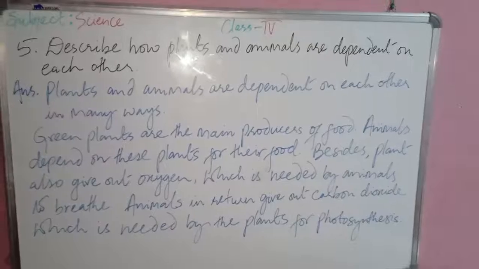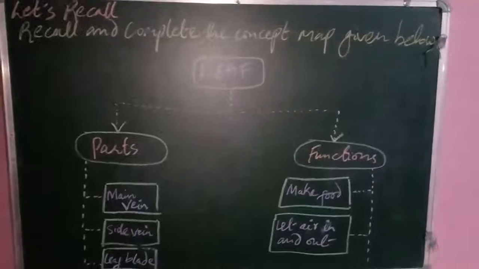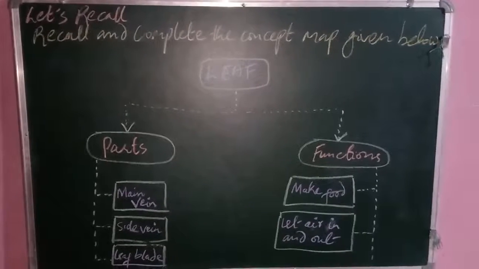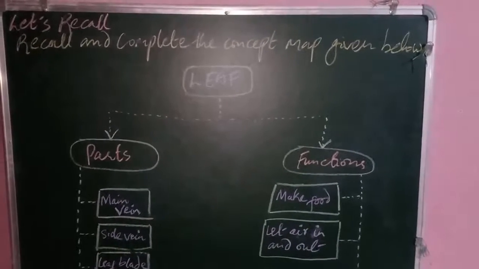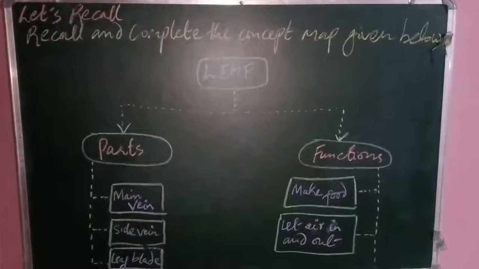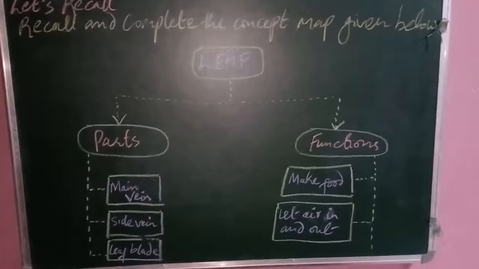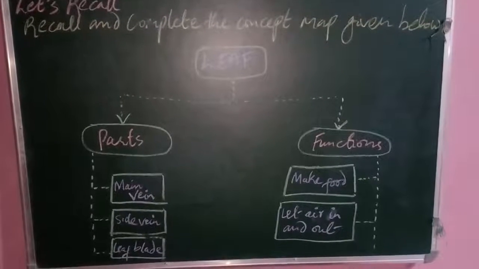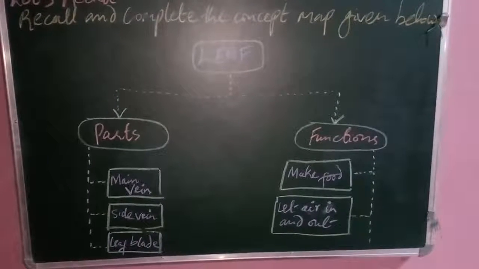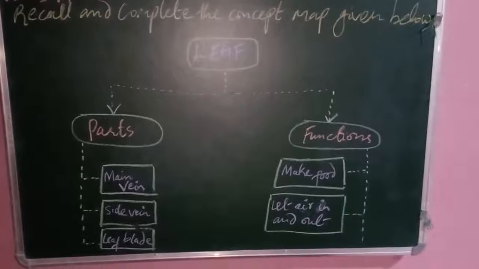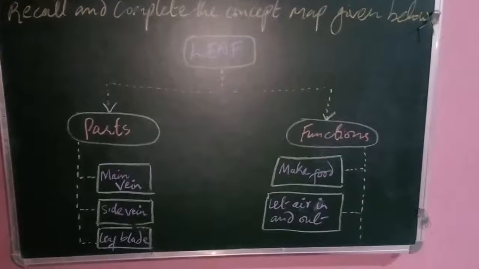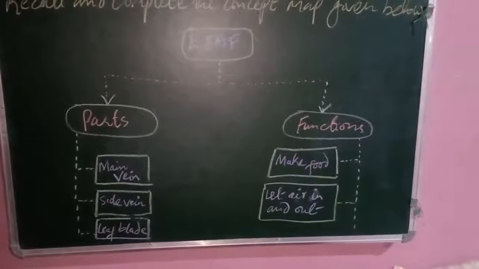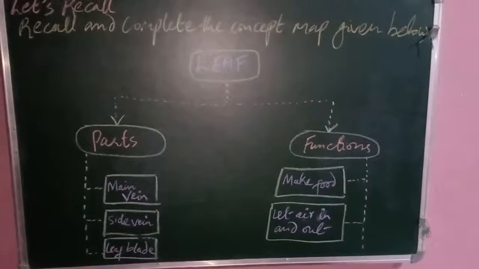Okay, moving on. So then we have, let's recall questions. Recall and complete the concept map given below. So the leaf is divided into two parts and functions. In parts we have main veins, side veins, leaf blade, and in functions we have make food, let in air and out. Moving on.